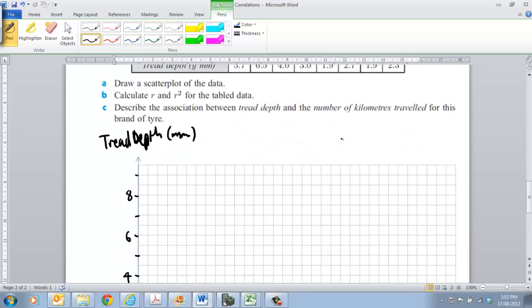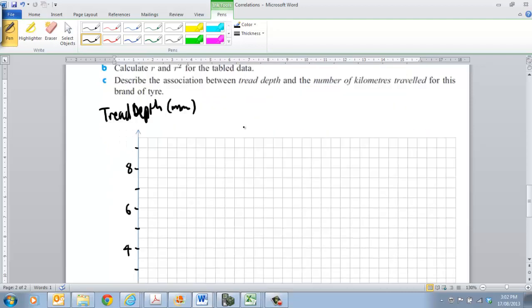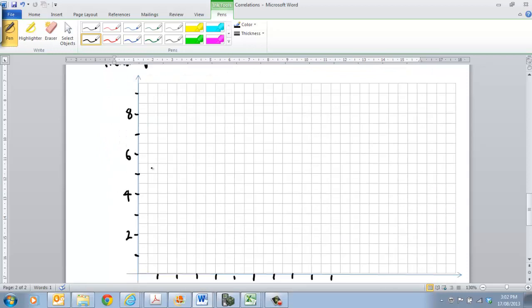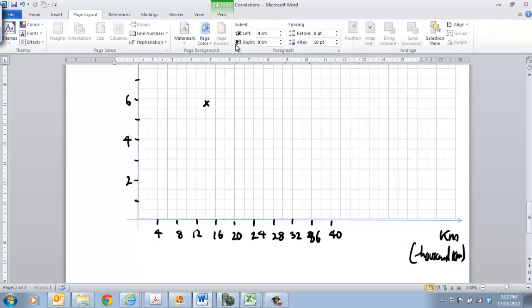And then it's just a matter of going to your table and going, well, if I do 14 kilometres, my tread depth is 5.7. Okay, so 5.7 when it's at 14 kilometres. So I know that's halfway there. 5.7 is about there somewhere, and I just put a cross. Okay, and then you go to the next one up there.